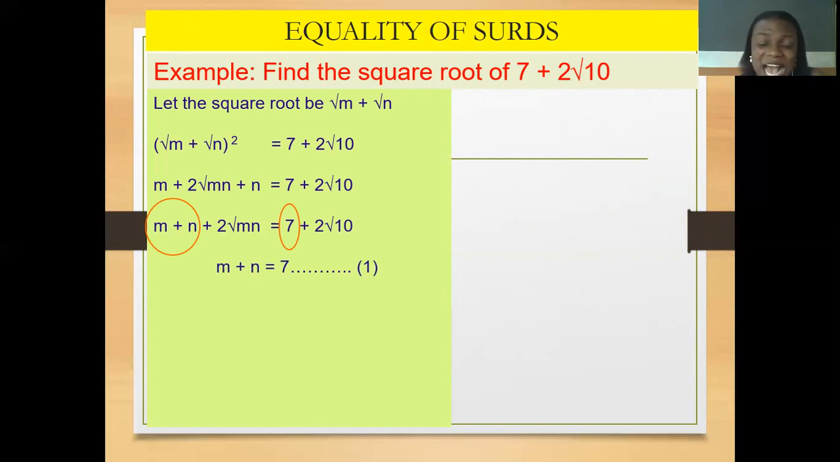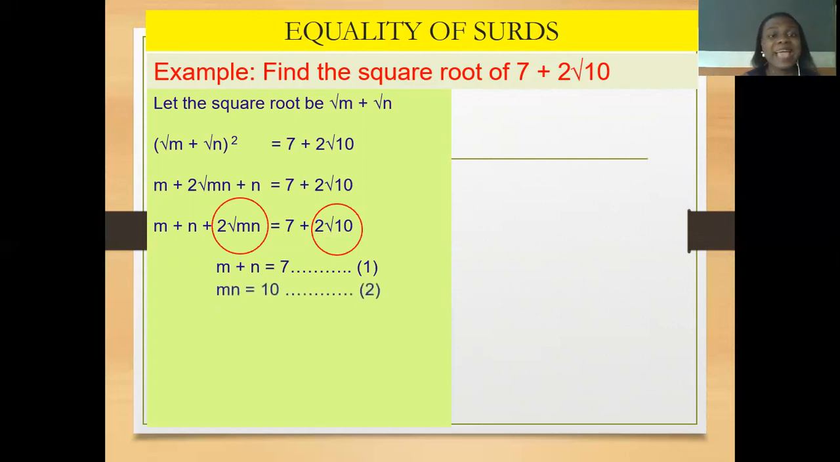Then our next compulsory concept is that mn, this 2 root mn, must be equal to 2 root 10. Follow me. Now, 2 is common to both of them, so we can just pick the number underneath the square root sign. So that means mn must be equal to 10.